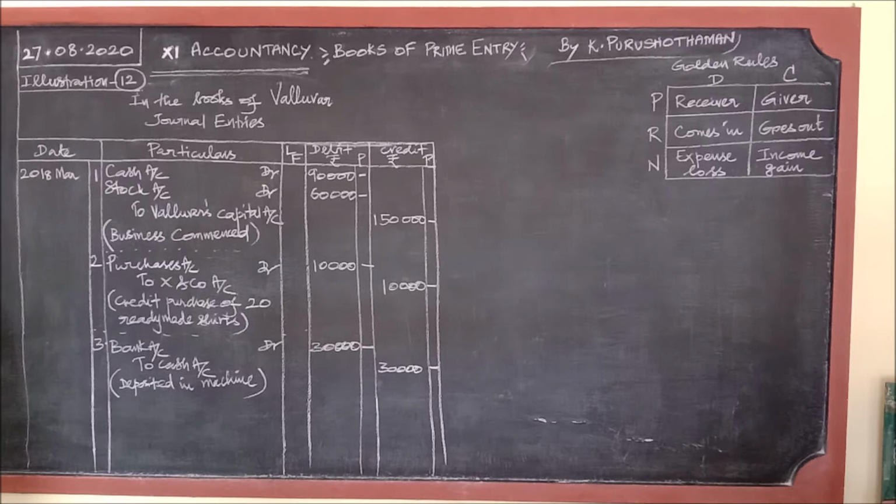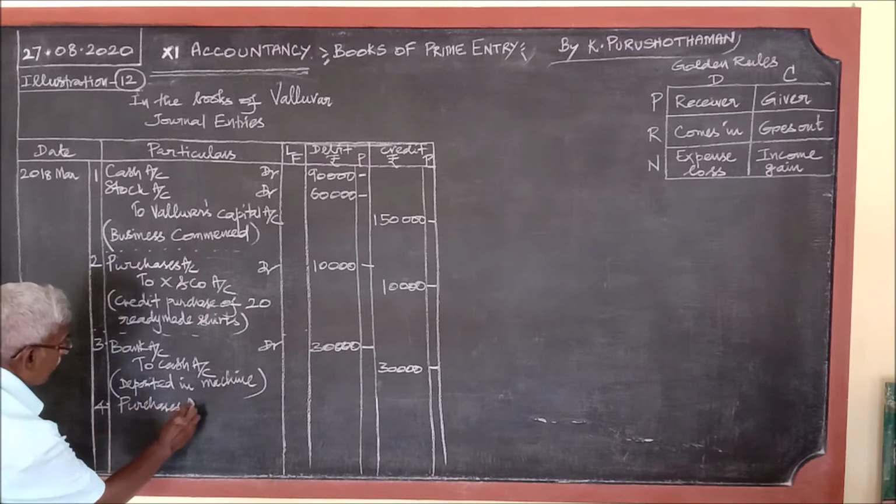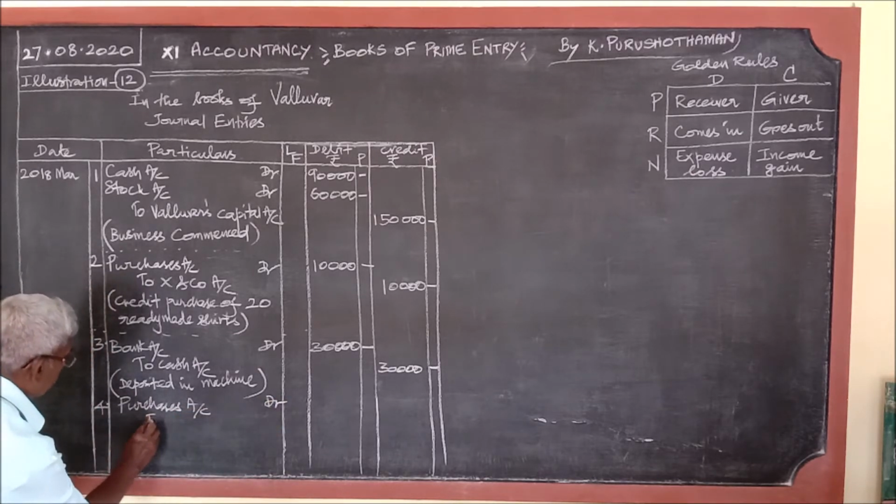Purchased 10 ready-made sarees from Y and Co by cash. For a textile shop, whether it is a shirt or sarees or whatever the textile materials, they are all generally called goods here. So when goods are purchased, purchases account debit.